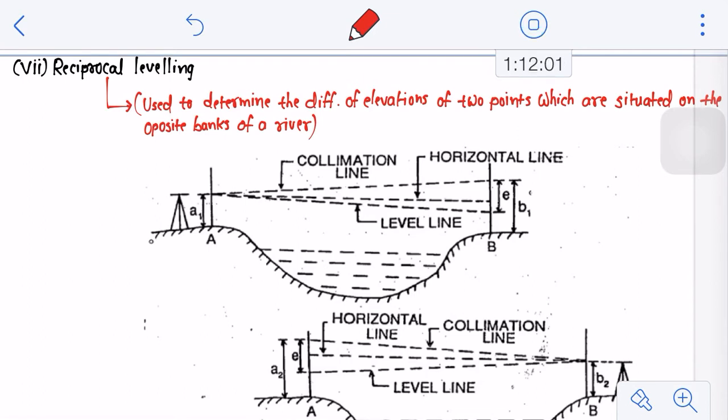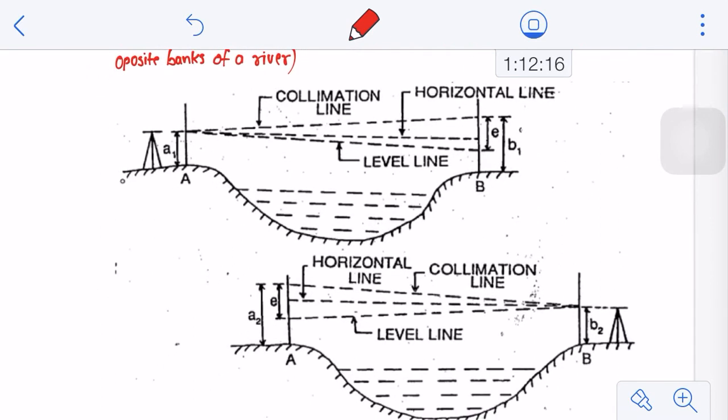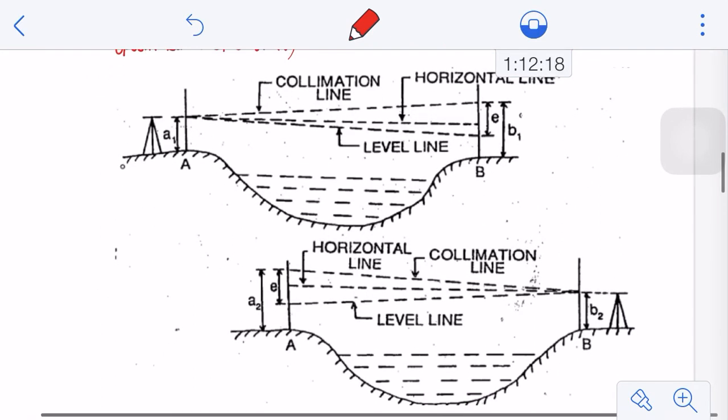They are situated on the opposite sides of the river, and it is not possible for you to set up the instrument in the river bed, midway between the 2 points. In this case reciprocal leveling is used. This method is again very simple. This is another typical example of mathematical relationships only, right?